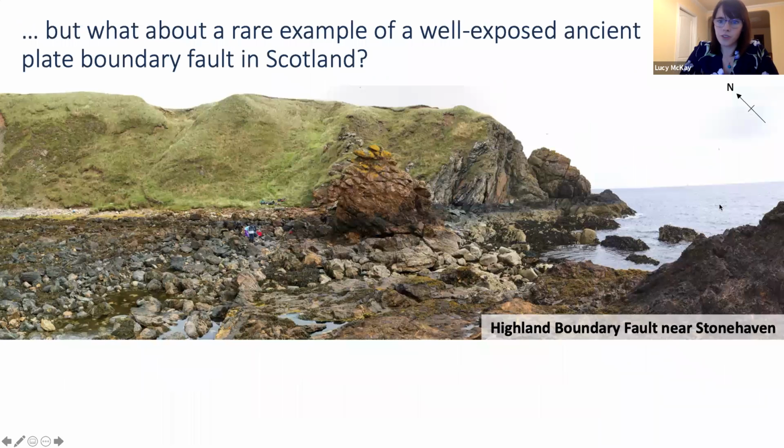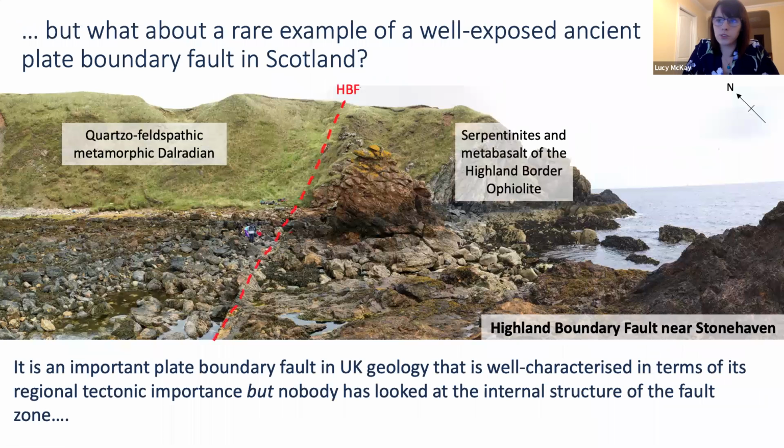So this leads on to the Highland Boundary Fault. What about the example of a rare, well-exposed plate boundary in Scotland? So this is the picture of the Highland Boundary Fault running across Craigavon Bay, just north of Stonehaven. And comparable to the San Andreas, you've got distinct wall rocks on either side of the fault. So to the north, you've got quartz feldspathic metamorphic Dalradian, and to the south, you've got serpentinites of the Highland Border ophiolite.